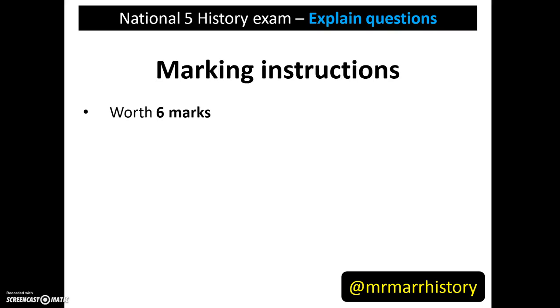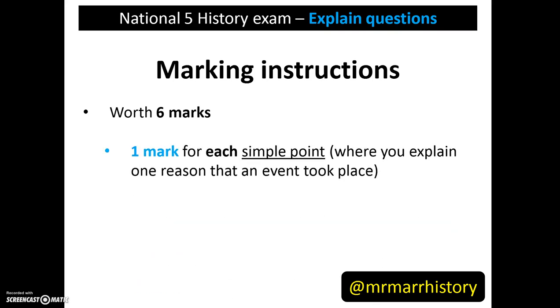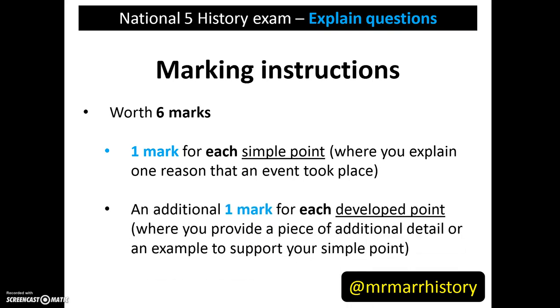As has been noted, explain questions are worth 6 marks. You can get 1 mark for making a simple point. This is simply where you explain and identify one reason that an event took place. You can also gain a 2nd mark for a developed point. This is where you provide a piece of additional detail or perhaps an example which supports the simple point you've already made.